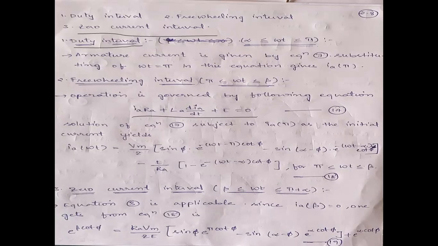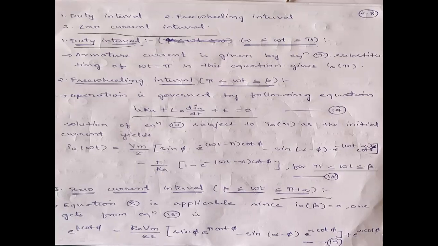From the solution of this 17th equation, putting Ia of pi, omega t is equal to pi, it yields the next 18th equation: Vm by Z sin phi, e power minus omega t minus phi cot phi, minus sin of alpha minus pi into e power minus omega t minus alpha cot phi, minus E by RA into 1 minus e power minus omega t minus alpha cot phi. So this is the interval from pi to beta.